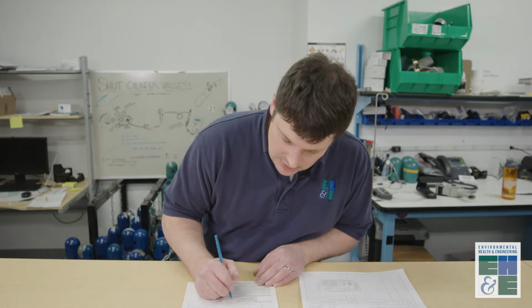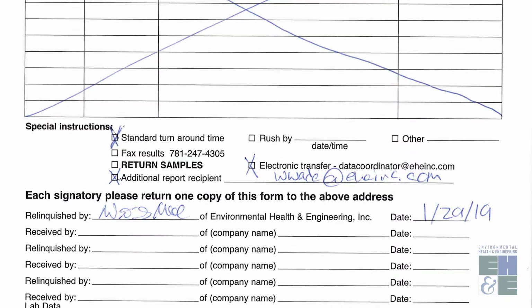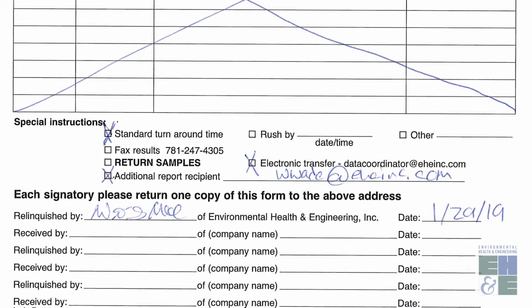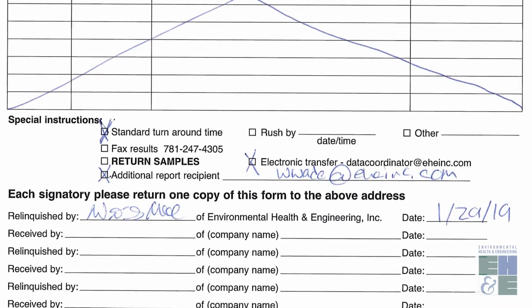We also click electronic transfer to the EH&E data coordinator account, as well as if additional people need to get the lab report when it's available. So in this case, I'll put my email address on here.